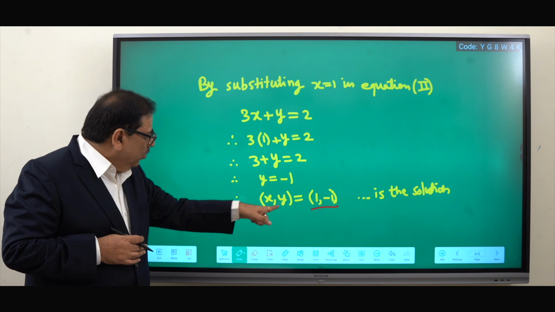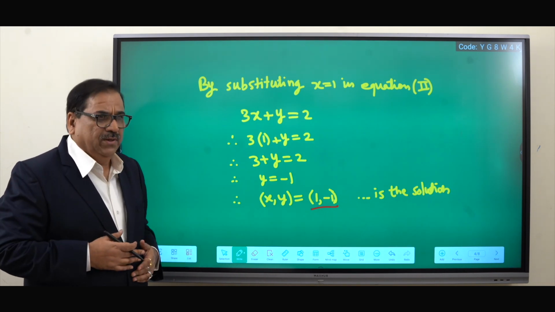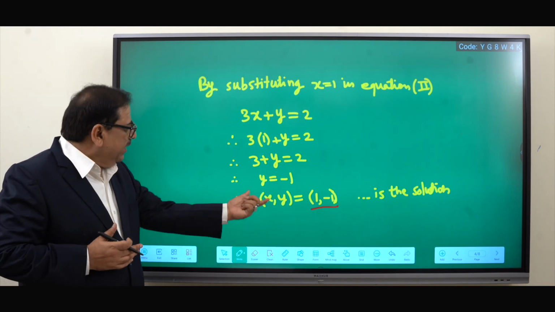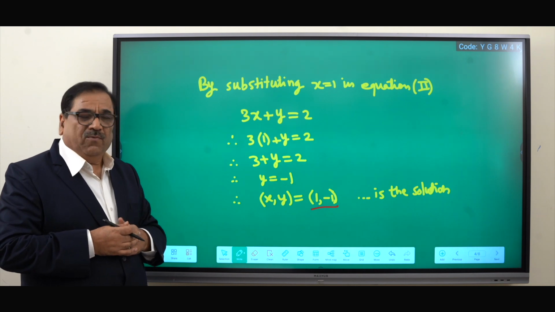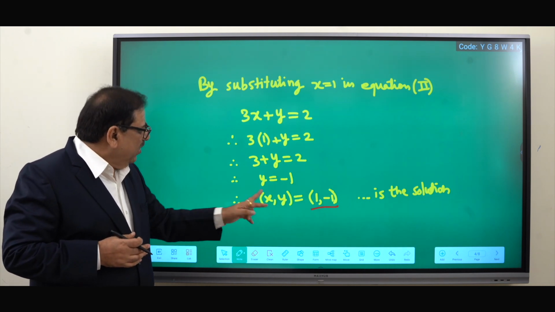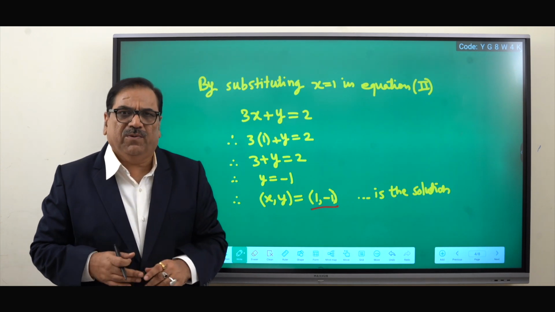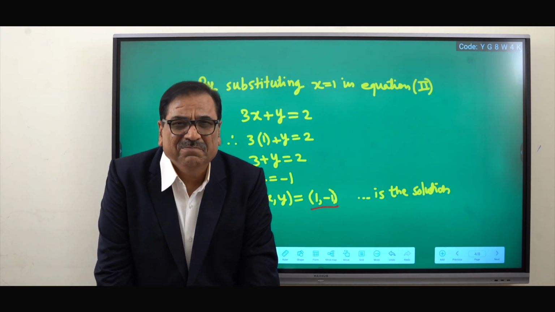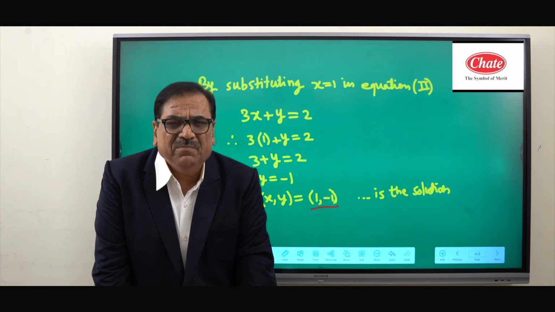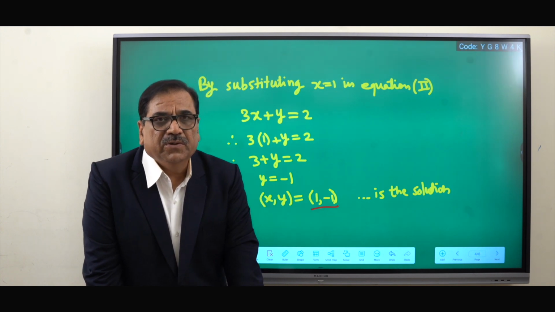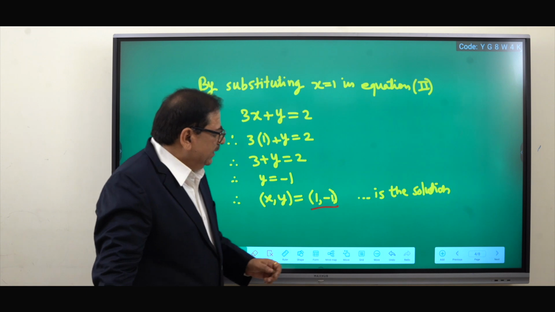And there are two unknowns. We have put them in the bracket (x, y). Value of x is 1. Value of y is minus 1. And this is the solution of our given problem. It is very simple. Let us repeat.